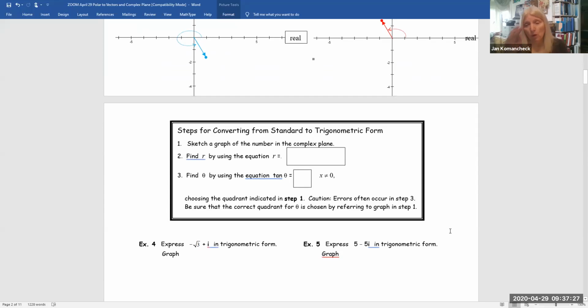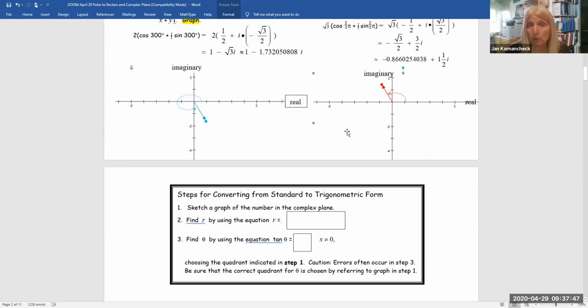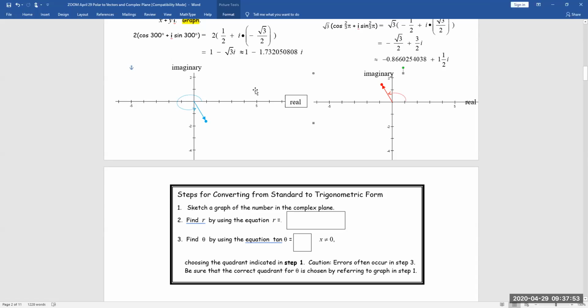Okay, so what are the steps going to be? For those of you who need steps, you can write these steps down on your homework, because you're allowed to use your homework on your quizzes, so you can write these steps down if you want, or just get it in your mathematical soul. First of all, sketch a graph of a number in the complex plane. Well, what are we doing? Now we're going backwards. We're going to convert from standard to trig form. So this is a little bit different than what we just did. What I'm going to do is start with this and try to go back to polar form.